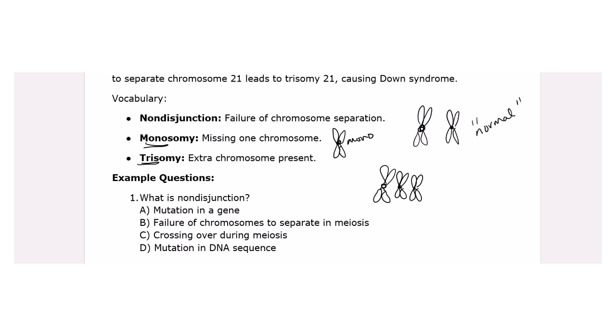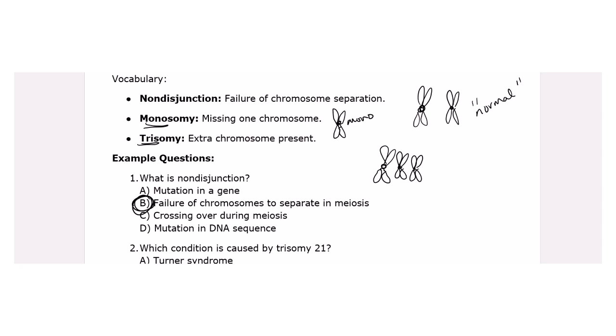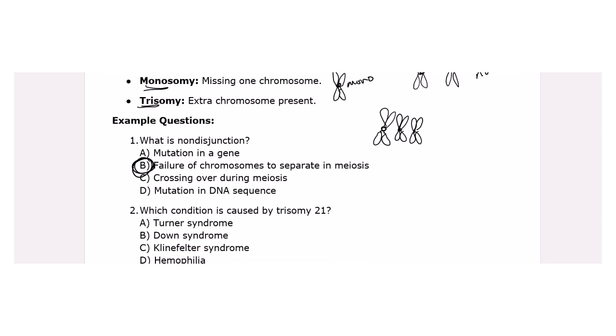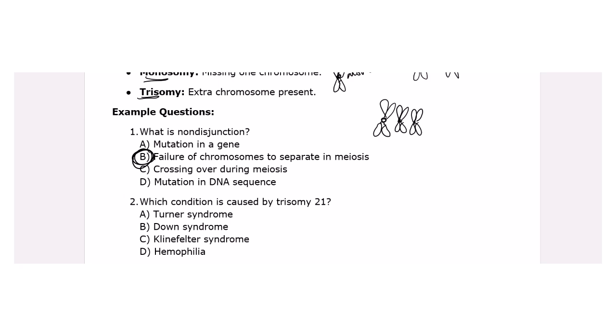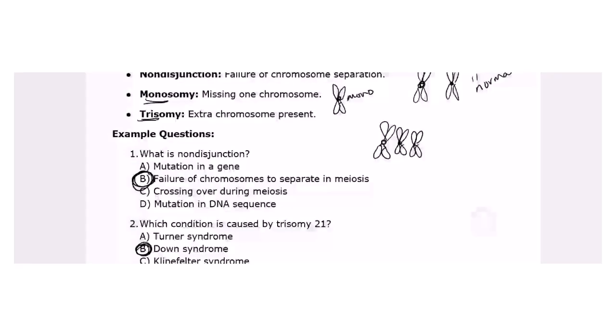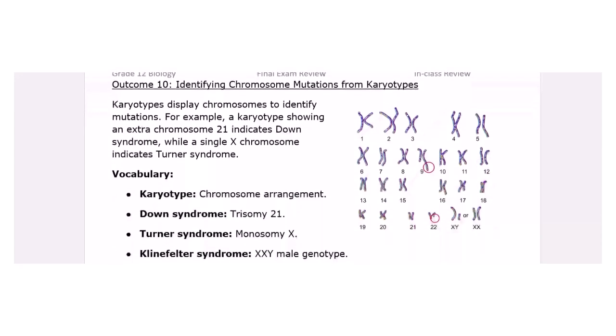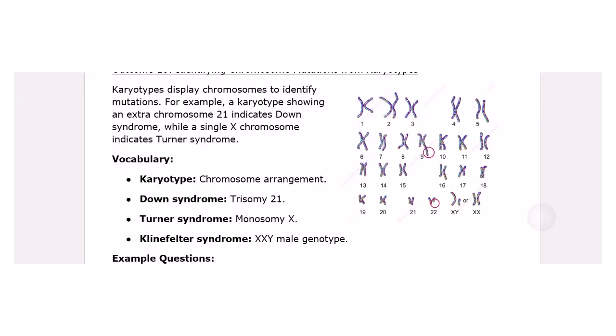Okay. So what is non-disjunction? Failure of chromosomes to separate. Okay, what is the condition caused by trisomy 21? Down syndrome. That was a pretty quick question on the exam, if I remember right. Okay, identifying chromosomes from mutations and karyotypes. Okay, I have a picture here. This is where I started realizing I should be using pictures.